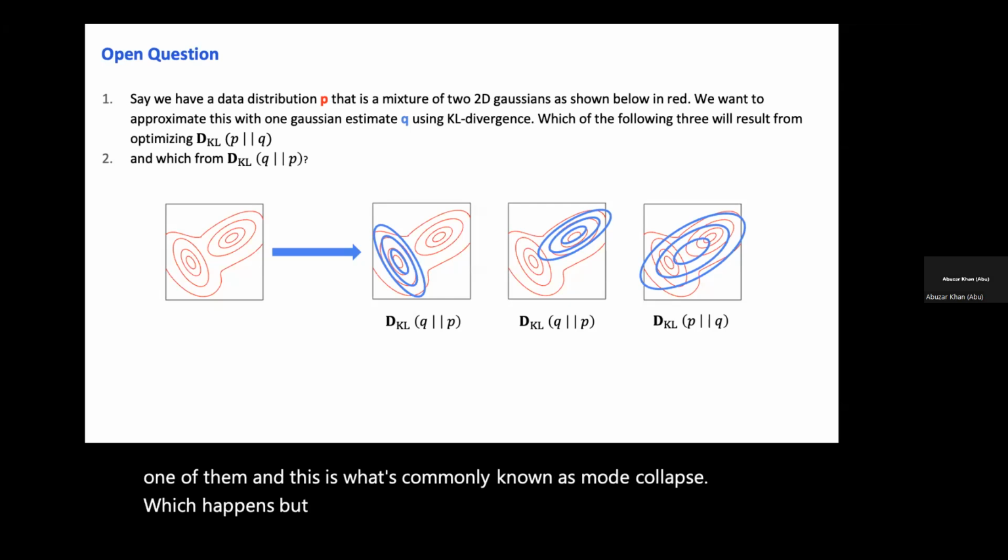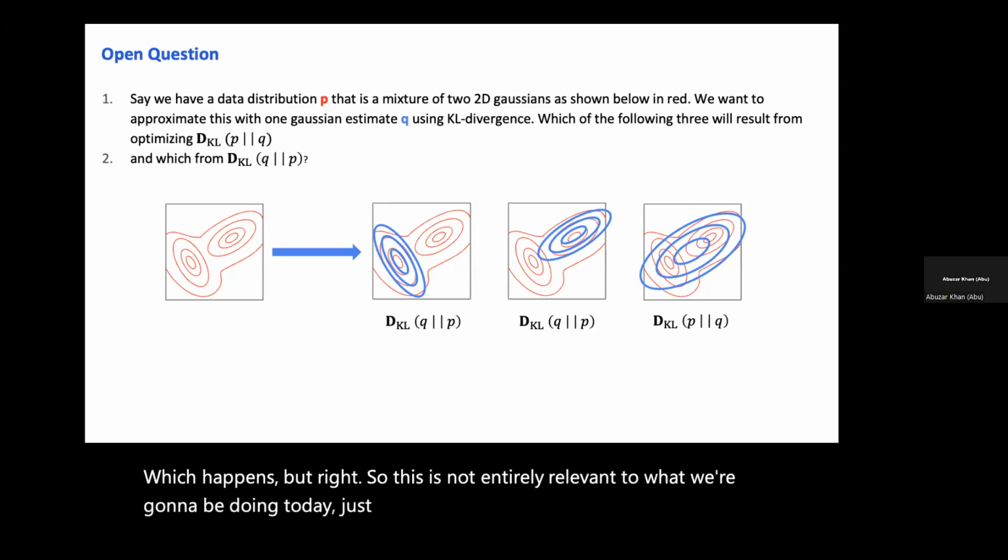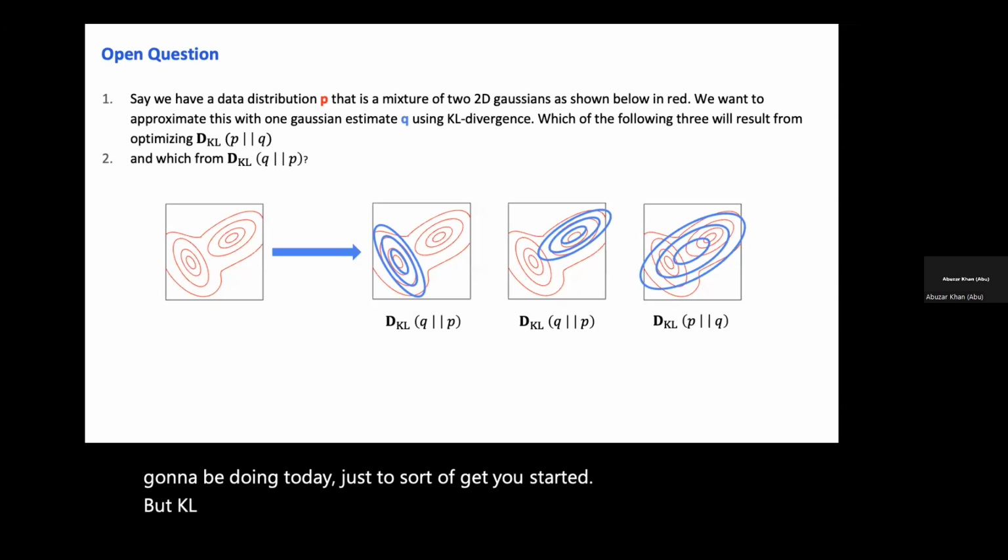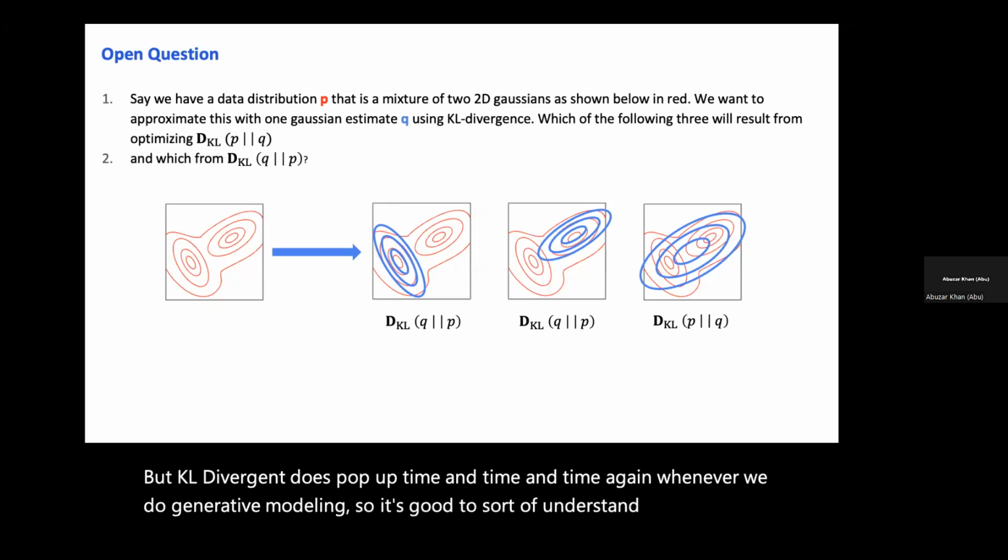But right, this is not entirely relevant to what we're going to be doing today, just to sort of get you started. But KL divergence does pop up time and time again whenever we do generative modeling. So it's good to understand how it's working.